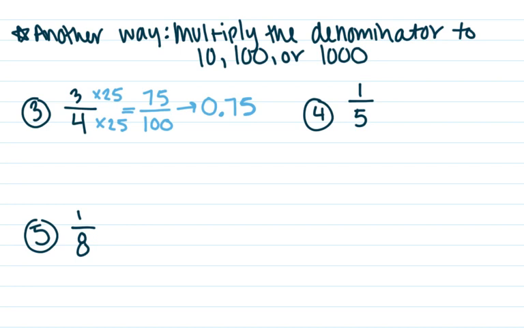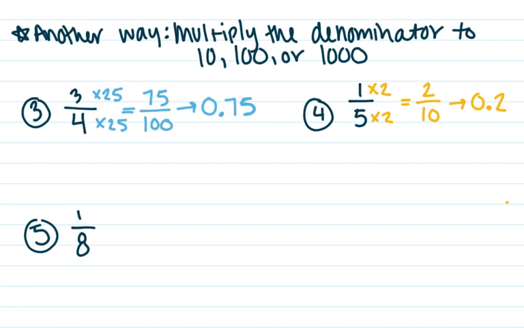All right, I know that 5 times 2 is 10, so that will get me a 10 on the bottom. I also have to multiply the top times 2 as well, and that's going to get me 2 over 10. So essentially what we're doing is finding an equivalent fraction that has a 10, a 100, or 1,000 as the denominator. I know the place value of this. This is 2 tenths, and so I just have to make sure that 2 is in the tenths place, which is right after the decimal point.